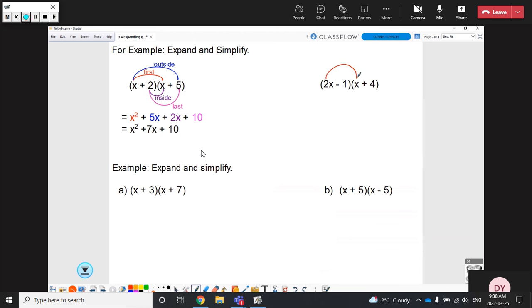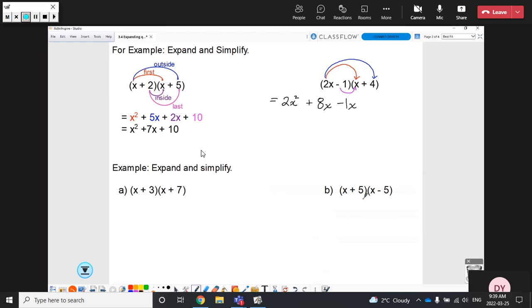2x times x. That's the first terms here. And 2x times x is 2x squared. Next would be the outside terms. Outers. 2x times 4, I believe, is positive 8x. Next, the inside terms. Negative 1 times x. Well, negative 1 times x is negative 1x.